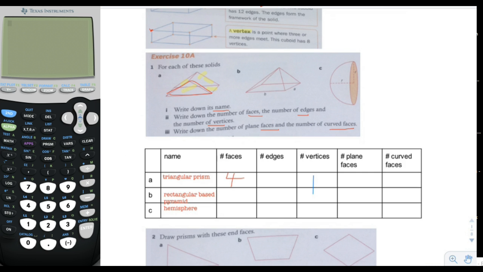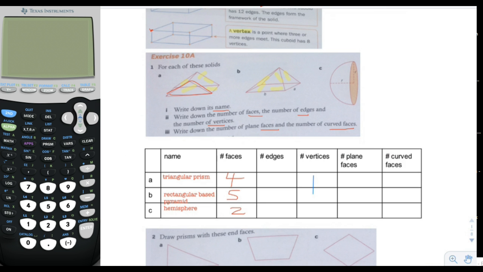Number of faces. What about for B? How many faces here? We've got this side, that side, the front side, the back side, and the bottom. 5. What about the hemisphere? How many faces does it have? Well, I guess it has 2. It's got a curved one and it's got a flat one.